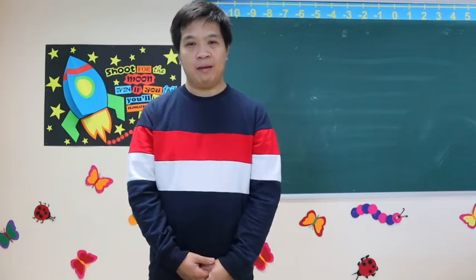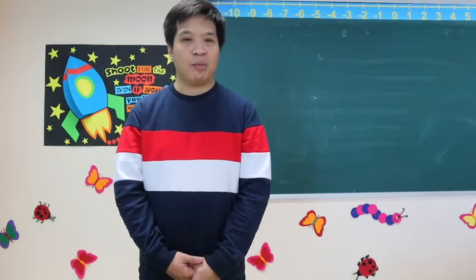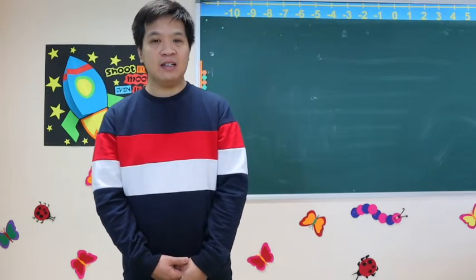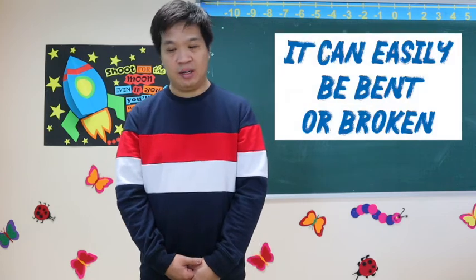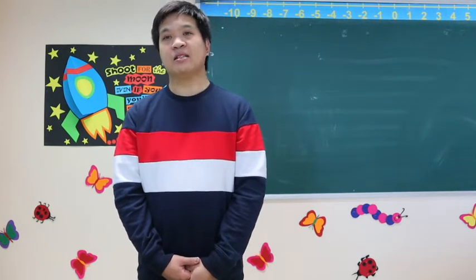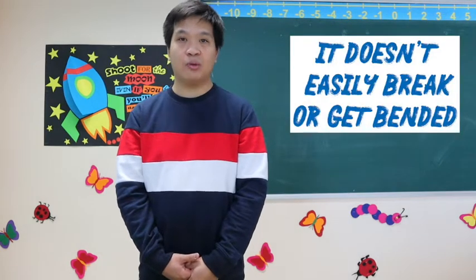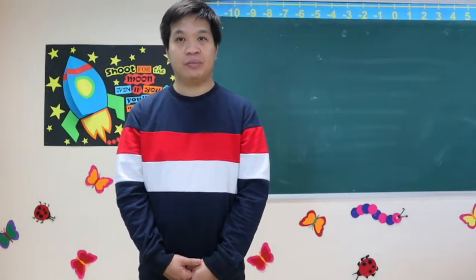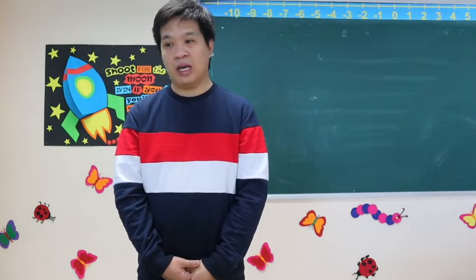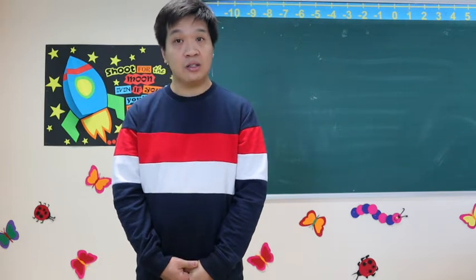Next one is weak. So, a weak property, or if something is weak, it can easily be bent or broken, like paper. Paper is weak. Next one is strong. Now, if something is strong, it doesn't easily break or get bent. Again, metal is strong. So, a very good example of strong material is scissors.